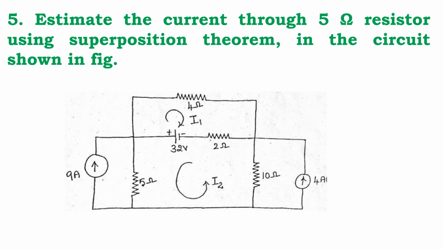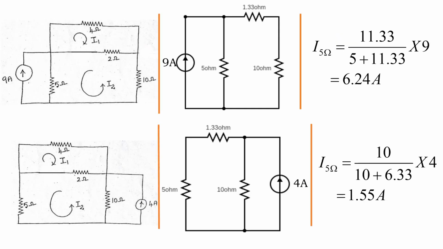We can go to the problem. Estimate the current through the 5 ohm resistor using the superposition theorem in the circuit shown in the figure. You can refer to the circuit. Here we have 3 sources, so we have 3 circuits. We will see the circuits one by one. I am going to the first circuit. Applying the same rule: voltage source short circuited, current source open circuited.